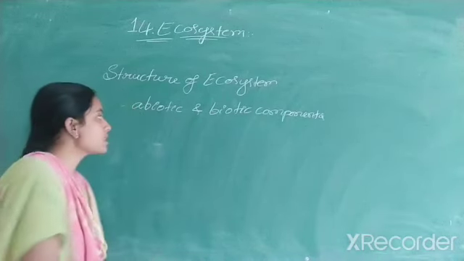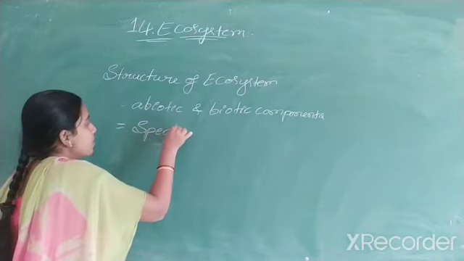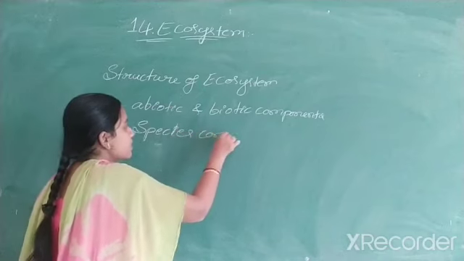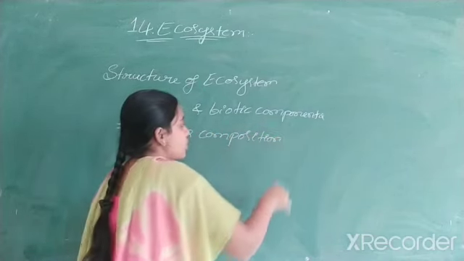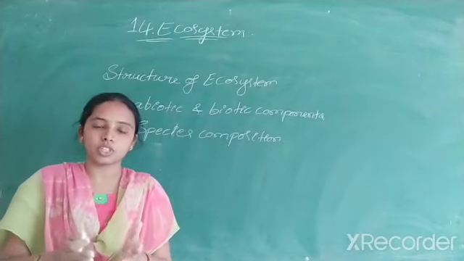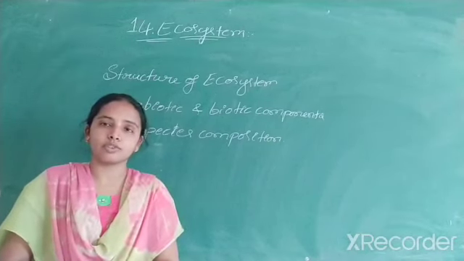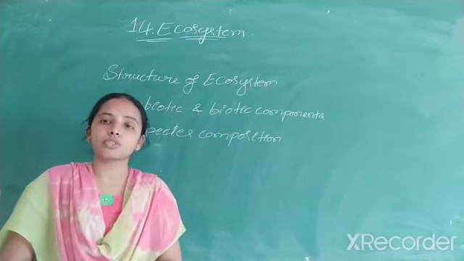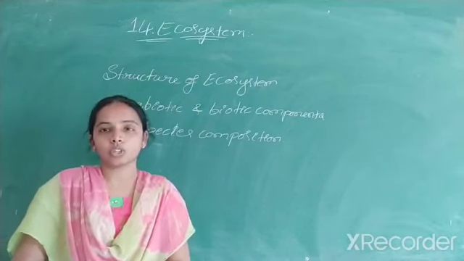And there is also species richness and species composition. Different types of diversification of organisms are present. It shows the survival rate of organisms in one particular region, and it is helpful for the species composition and distribution.